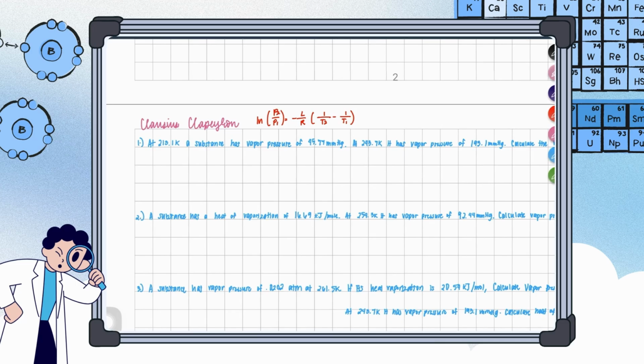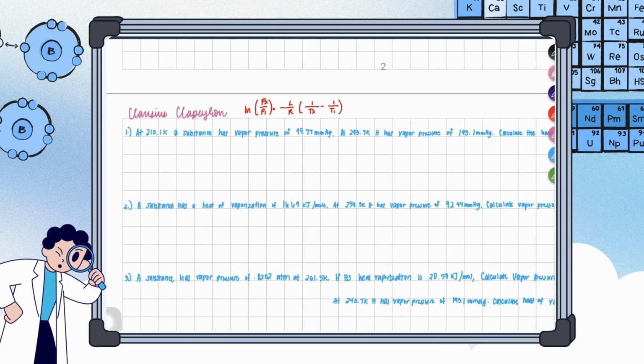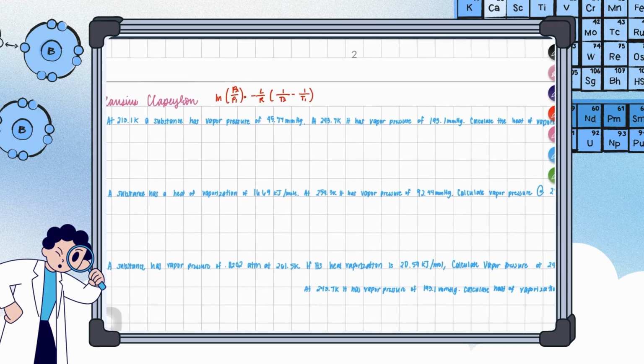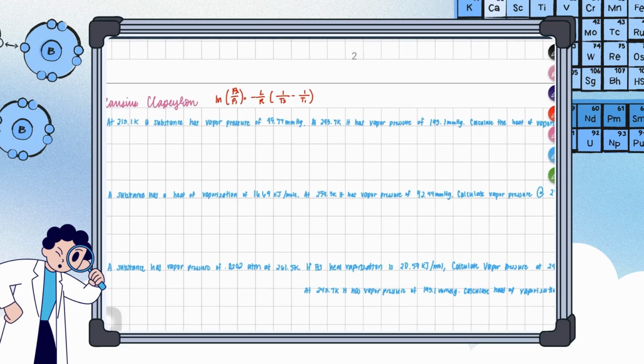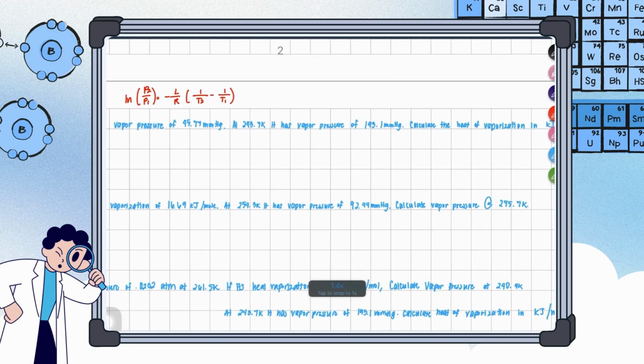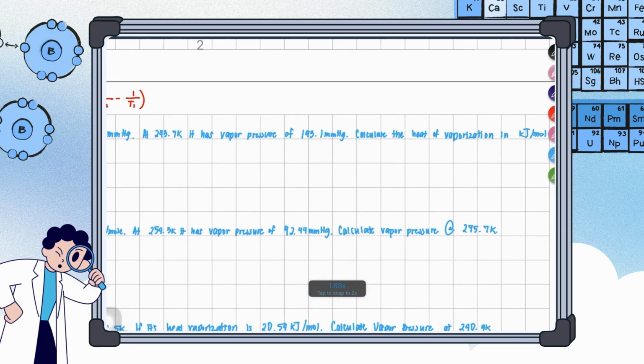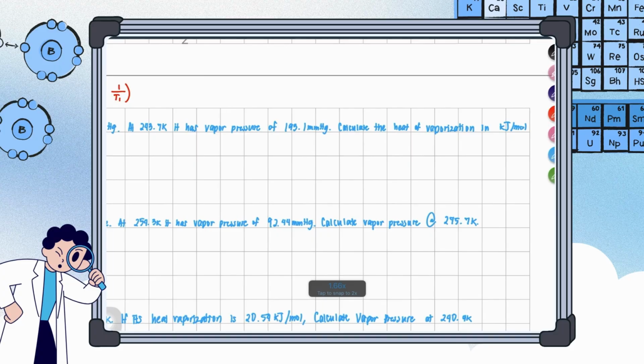So number 1: at 213.1 Kelvin, a substance has a vapor pressure of 45.77 mmHg, and at 243.7 Kelvin, it has a vapor pressure of 193.1 mmHg. Now, calculate the heat of vaporization in kilojoules per mole.